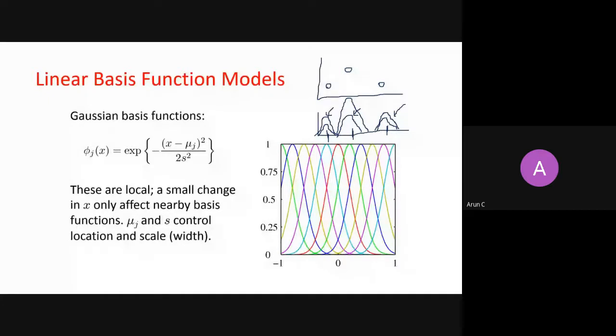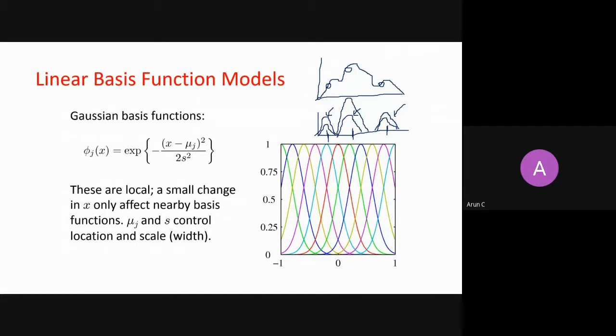When you do this and you add all these basis functions, this could be the resultant function that you will get when you adjust the W0 and W1 to it, right? This is how it may seem.